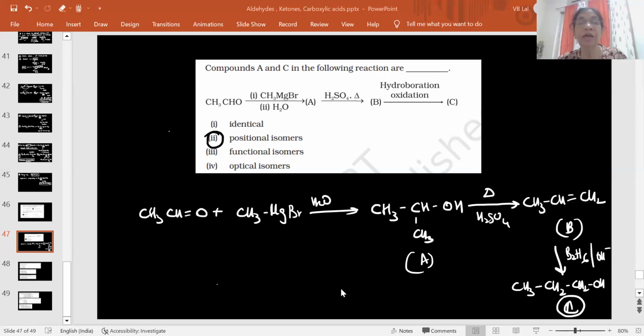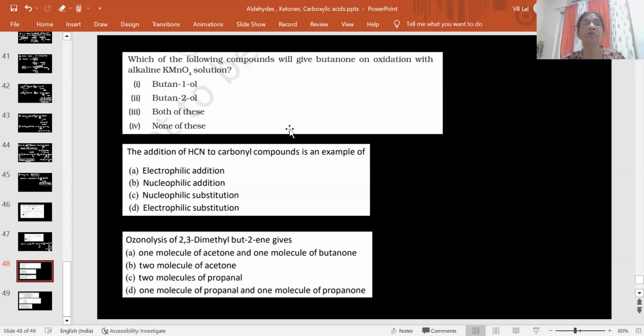So the next question Sai Kalyan has to answer. Which of the following compounds will give butanone on oxidation with KMnO4 solution? Ma'am, option 2. Very good. The first one is a primary alcohol, so it will give butanal. The second one will give butanone, right?